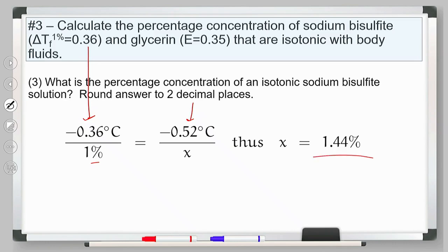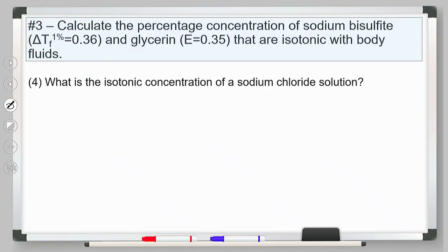How are we doing? I know there's a lot of background in some of the previous questions, but this is absolutely essential. Knowing I have degrees Celsius in the numerator and percent concentration of the drug in the denominator, I can set that equal to and solve for either of those other two, depending on the situation. All right, let's change gears now.